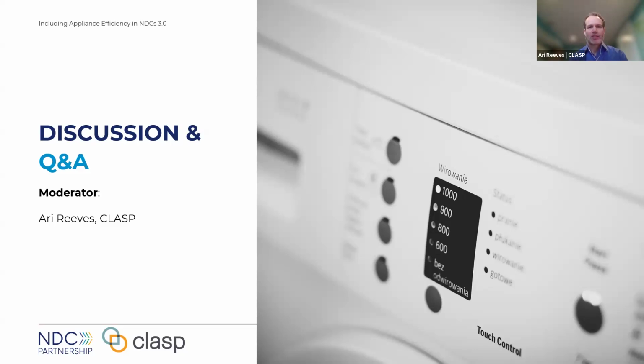As people are putting their questions into the Q&A box, I wanted to start with a question for Sophie. Sophie, could you tell us a bit about how the progress towards doubling the rate of improvement in energy efficiency is being tracked? Are there efforts afoot to track that progress and hold people accountable?